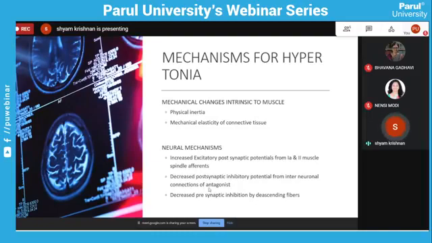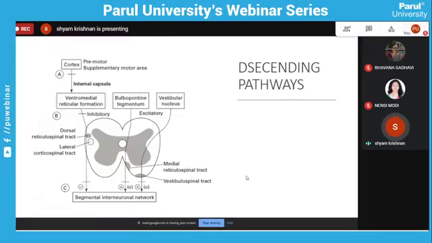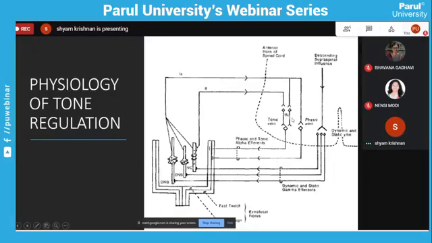Second is decreased postsynaptic inhibitory potential from interneuronal connection of the antagonist. What I forgot to tell you is that these interneurons which you see here essentially are inhibited by the antagonistic muscle.